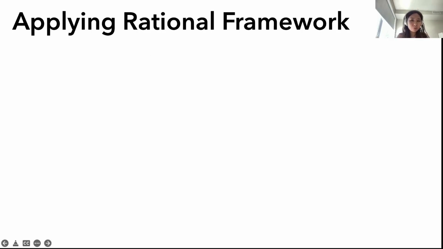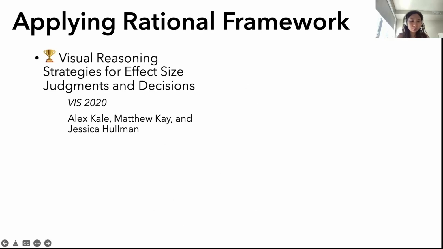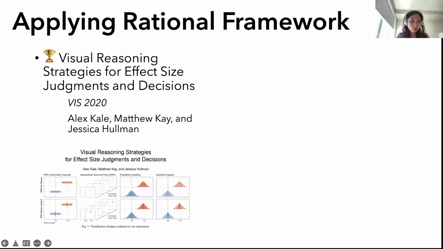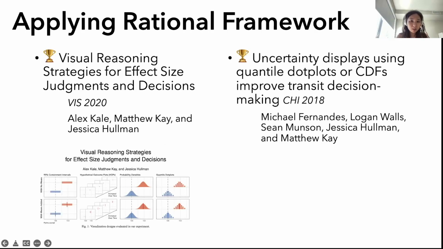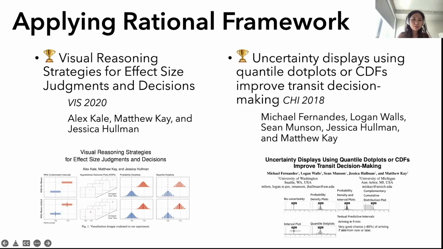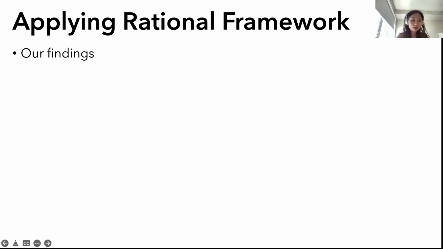We apply our rational framework to two award-winning papers. The first one is the effect size judgment paper in VIS 2020. And the other one is the uncertainty display for transit decision making in CHI 2018. These two papers are known for their rigorous experiment design, but by applying our framework, we still have new findings. Our findings say that usually for these two papers, the baseline is a good fraction of the benchmark, which is the best possible achievable in the experiment, like over 80%.